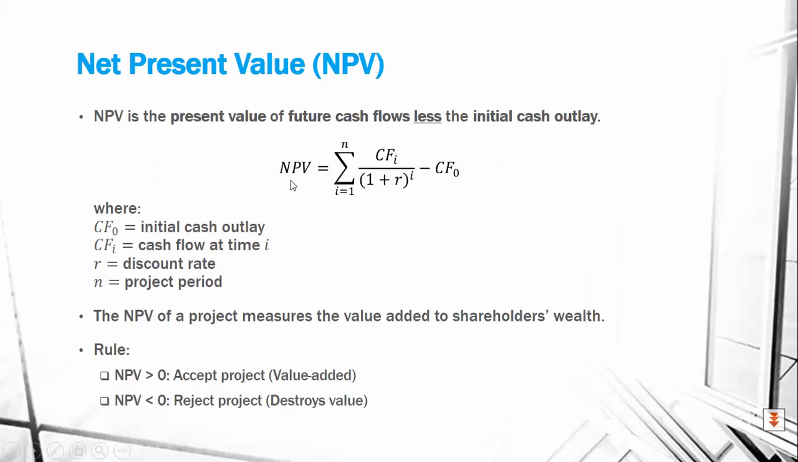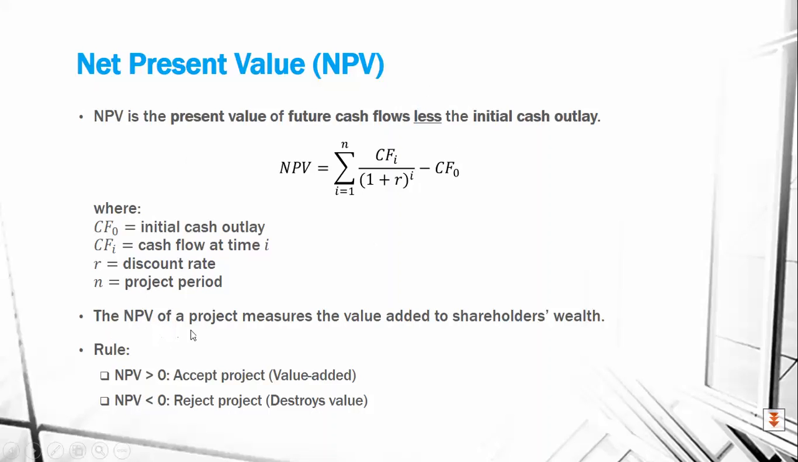The formula for NPV is equal to the summation of the present value of all cash flows at the discount rate. Companies normally use the cost of capital as a discount rate if the risk of the investment is the same as the risk of the company. And then we will less the initial cash outlay.